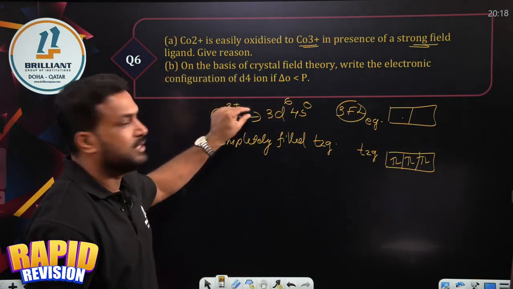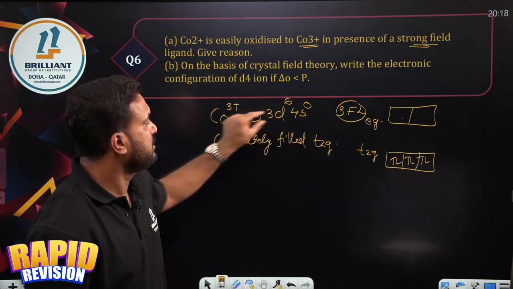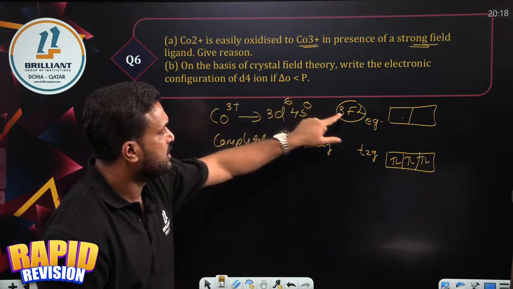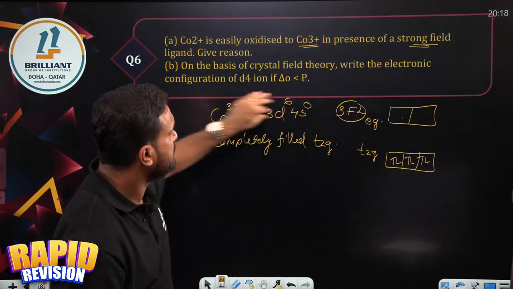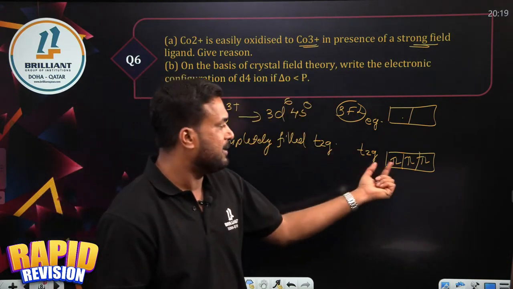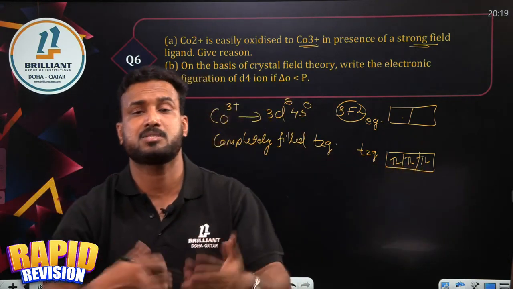So Co3+ is 3d6 4s0. So 3d6 4s0, that means the electronic configuration is 3d6 with a strong field ligand. Strong field ligand means the pairing up of electrons takes place. Then completely filled T2G will come. Completely filled T2G gives extra stability.